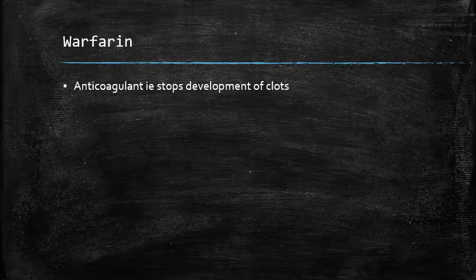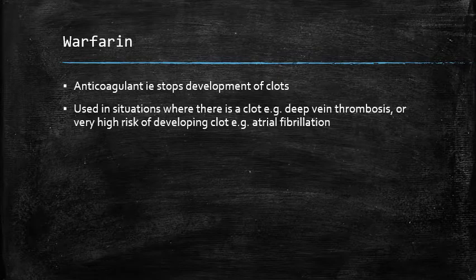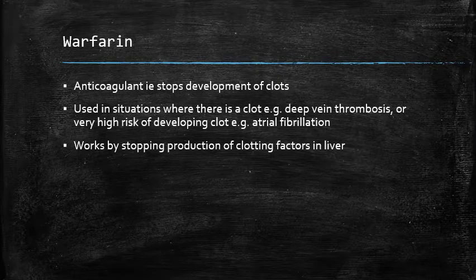Warfarin. It's an anticoagulant, so it stops the development of clots. Don't call it a blood thinner because in actual fact it doesn't do anything to the thickness or thinness of blood. It's used in situations where there either is a clot, such as deep vein thrombosis, or when there's a very high risk of developing a clot, such as atrial fibrillation. And it works by stopping the production of clotting factors in the liver.